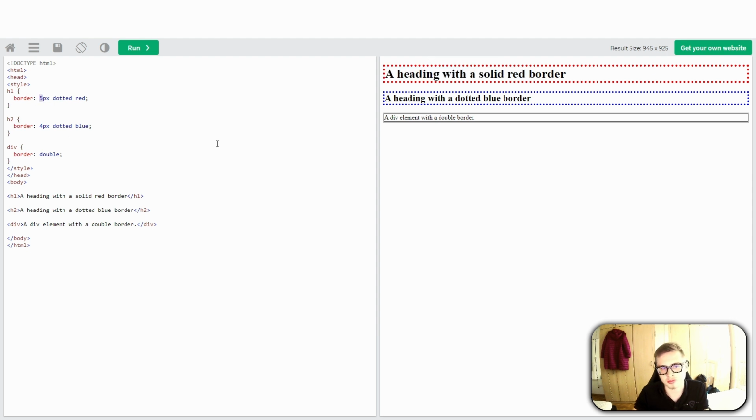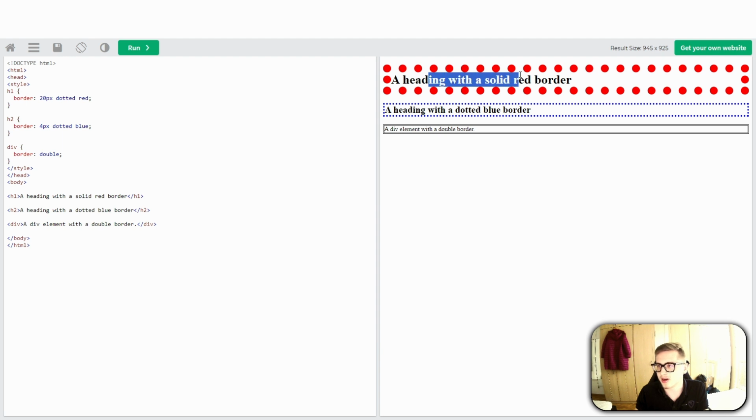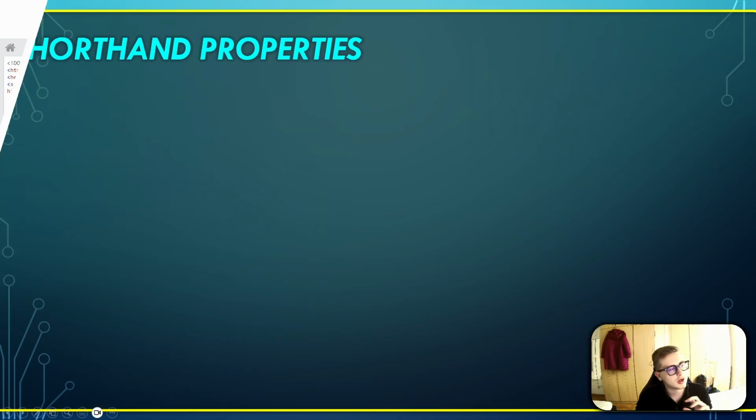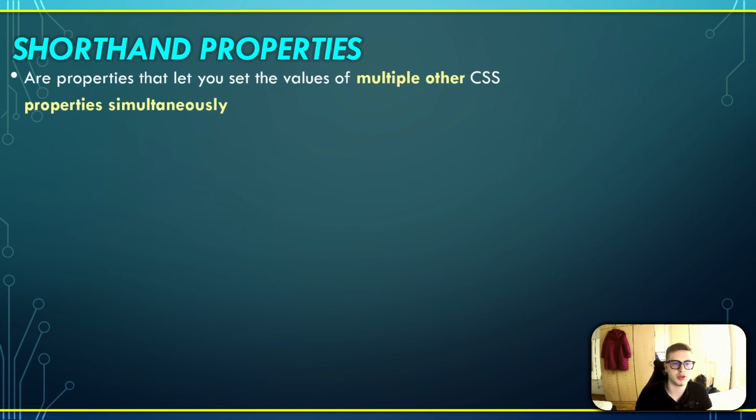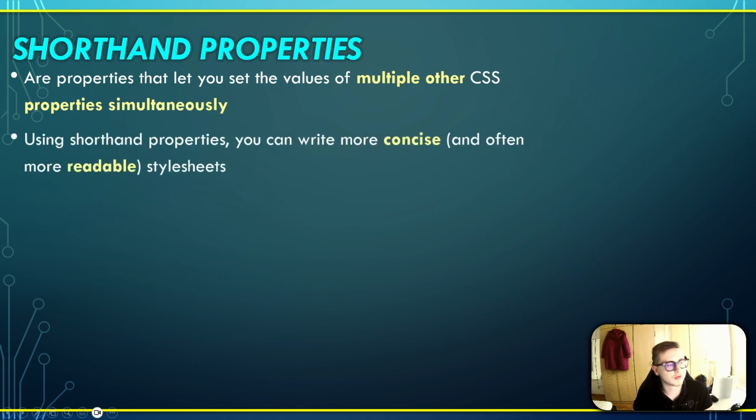Maybe we can experiment with changing the size, and so we can really experiment here and learn a lot about each property. Now, one more thing I want to tell you about is that you may come across a special type of property called a shorthand property. Shorthand properties are properties that let you set the values of multiple other CSS properties simultaneously. This means that they are very useful for saving a lot of your valuable time, but they also make your style sheets a lot more readable.